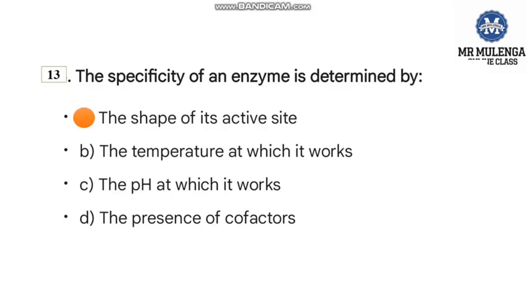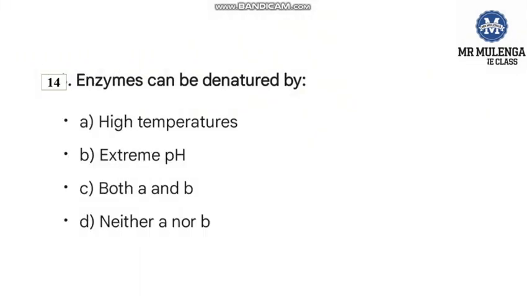We now move on to our question 14. So here is our question 14. Our question 14 reads, enzymes can be denatured by dash. A. High temperatures, B. Extreme pH, C. Both A and B, D.